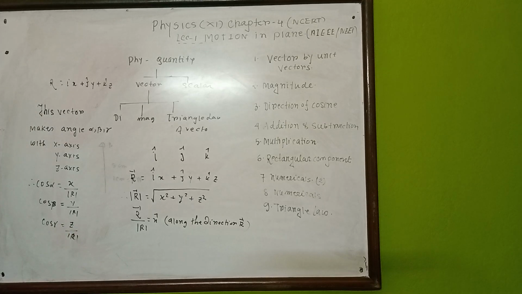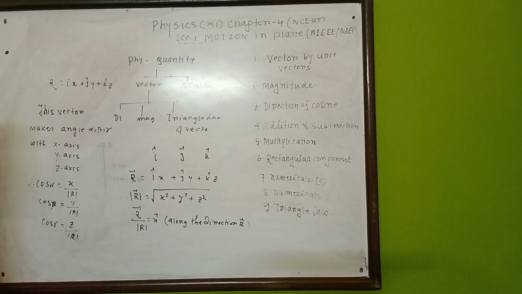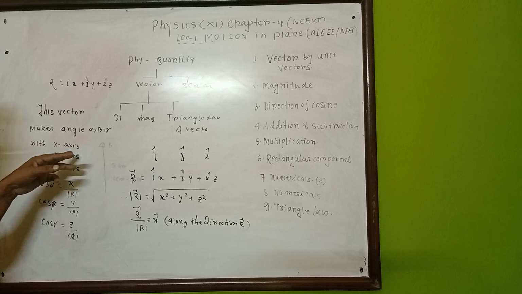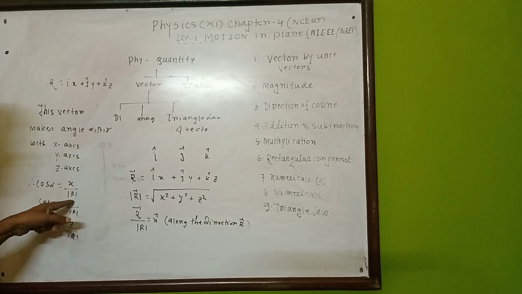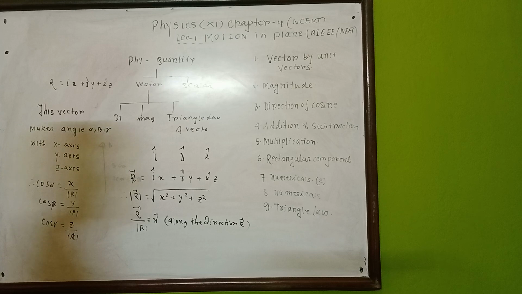Sometimes a vector will be given and you will be asked to calculate the direction cosines. Direction cosines means a three-dimensional vector making some angles with the x-axis, y-axis and z-axis. Suppose the corresponding angles are alpha, beta, gamma, you get cos alpha equal to x by capital R, cos beta equal to y by capital R and cos gamma equal to z by capital R. Children, you always remember the theoretical part in class 11.